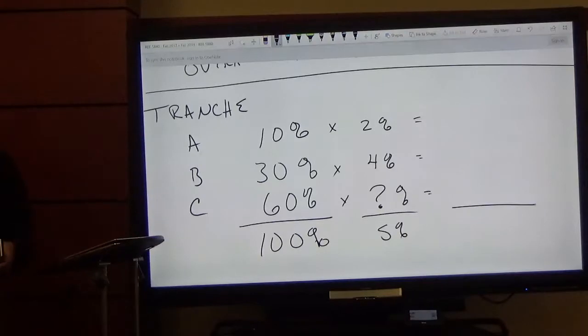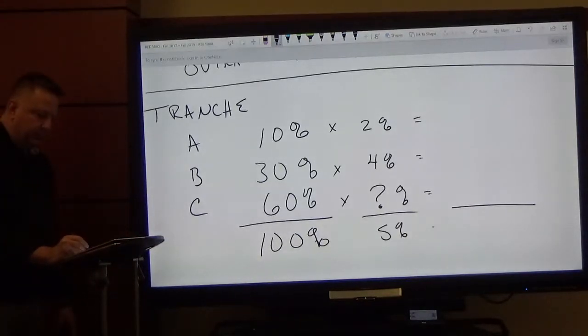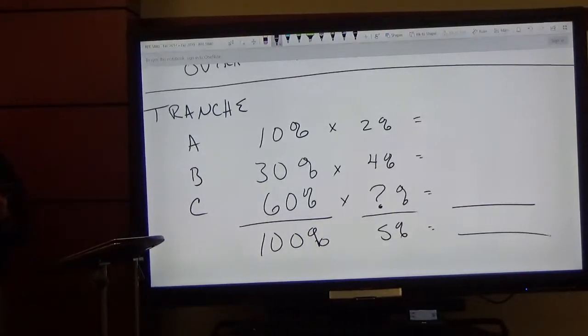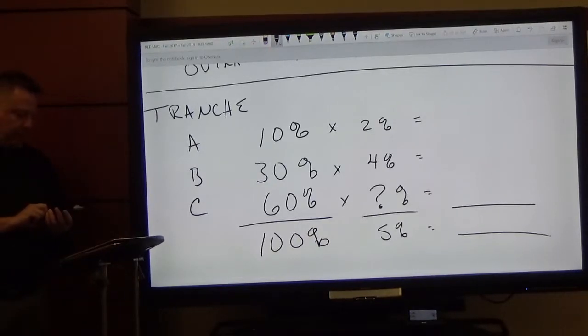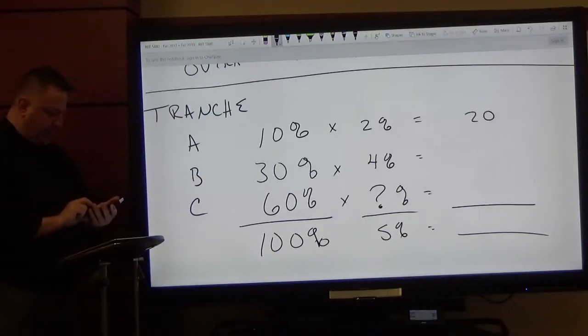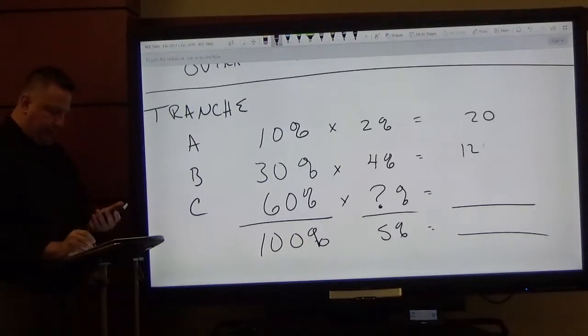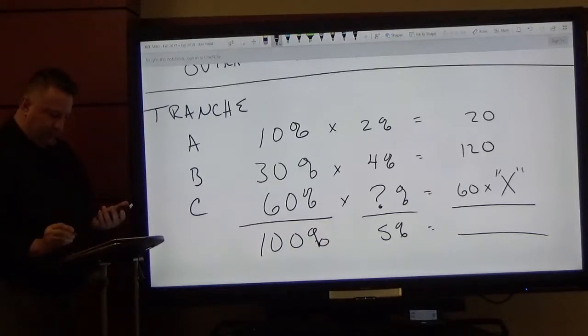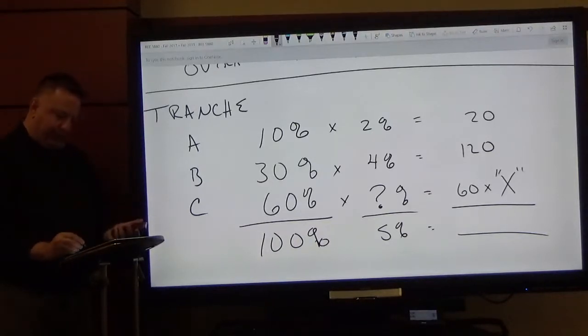Should you do the bottom also, as a total? Okay? So the 10% times, you just do 10 times 2, let's just do 20, 30 times 4, 120, and then we don't know that one yet. So it would be 60 basically times X, if you will. And then 500.